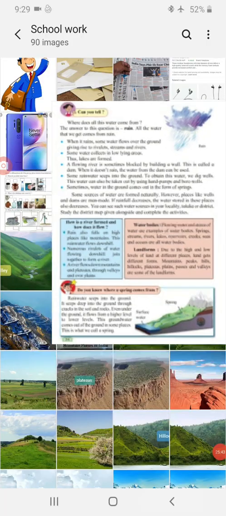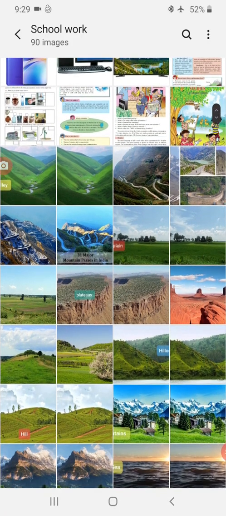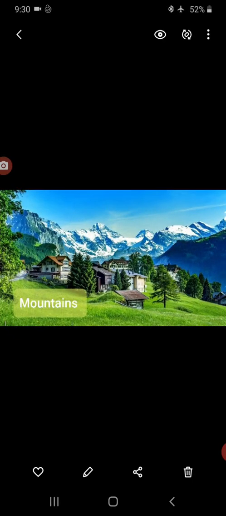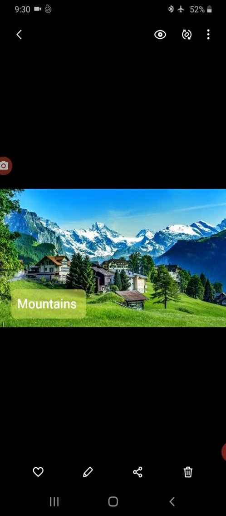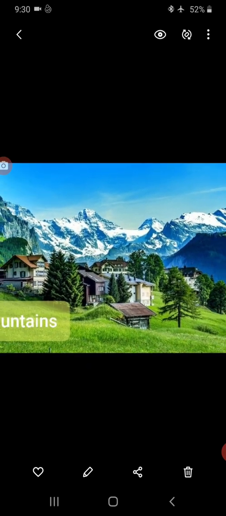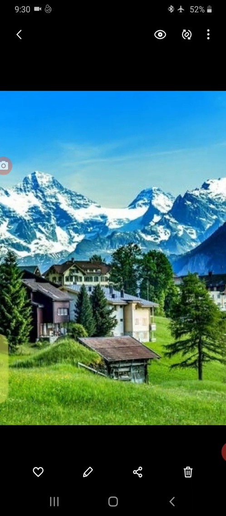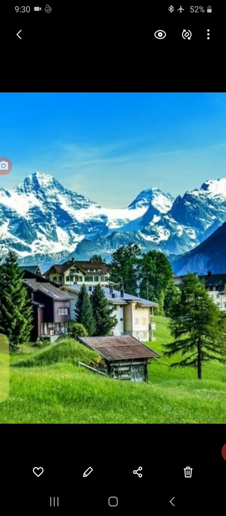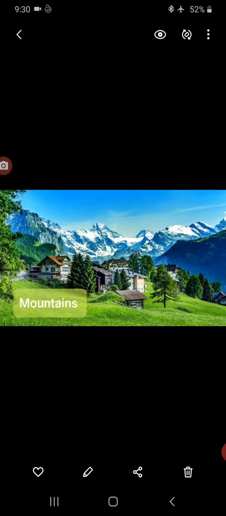So, mountains, as I have shown in the picture. These are snow mountains. A mountain is a very big landform that rises above the surrounding land in a limited area. So this is called a mountain.